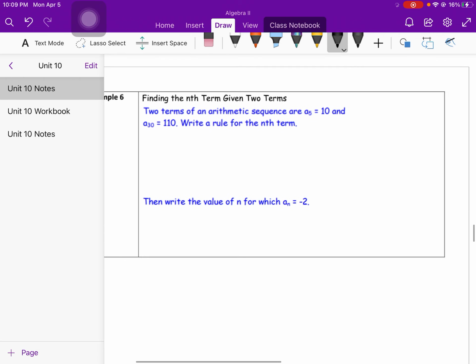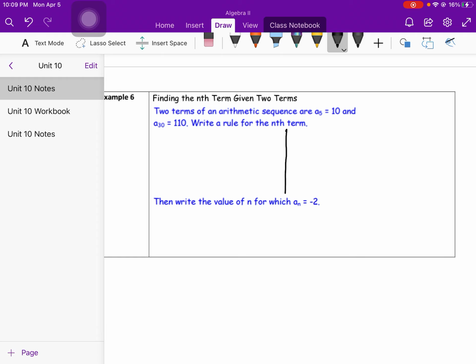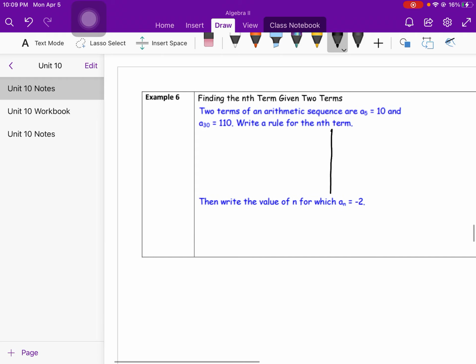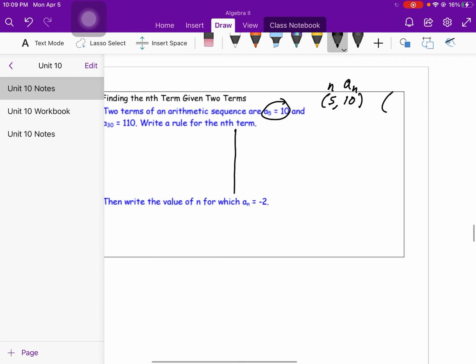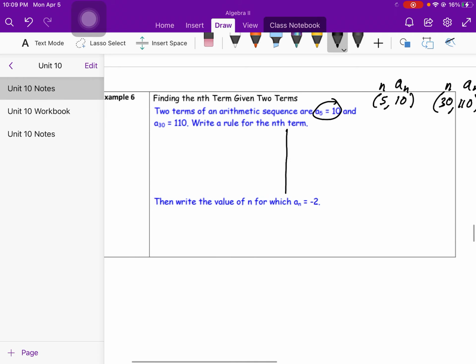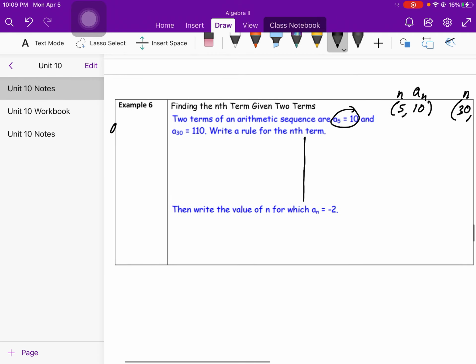Now this last one is a little bit more work, because this is the one where we don't know the common difference, but we do know two separate terms. So this is where we're going to have two parts. I like to divide it up. I also like to think of these as coordinate pairs. So this one is going to be 5, 10, and this is going to be n and a of n. And then we're going to have 30 and 110, and again, it's going to be n and a of n. And we're going to plug it into that general formula. So the general formula I can just write off to the side here. D times n plus a of 0.